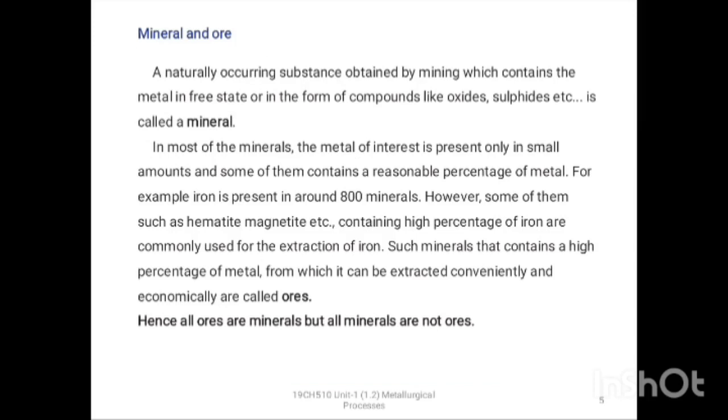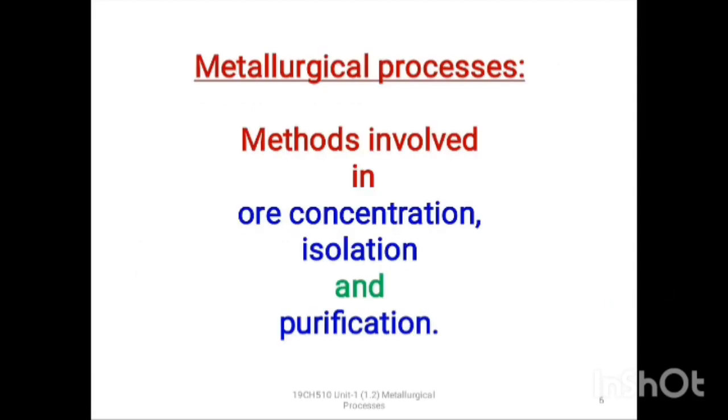Before entering into the subject, what do you mean by a mineral and what do you mean by an ore? A naturally occurring substance obtained by mining, which contains the metal in free state or in the form of compounds like oxides and sulfides, is called a mineral. However, a mineral from which the metal can be extracted conveniently and economically is called an ore. Hence, all ores are minerals, but not all minerals are ores.